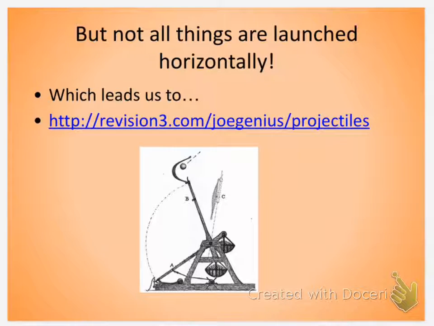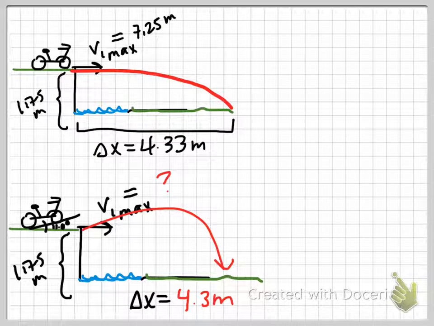I'm so sorry, guys. Here's the question I meant to ask. This finally came to me as I was watching Joe Genius. To get that same delta x displacement, what initial velocity is required? Is it higher? Is it lower? Does it help you to put a ramp on the thing?